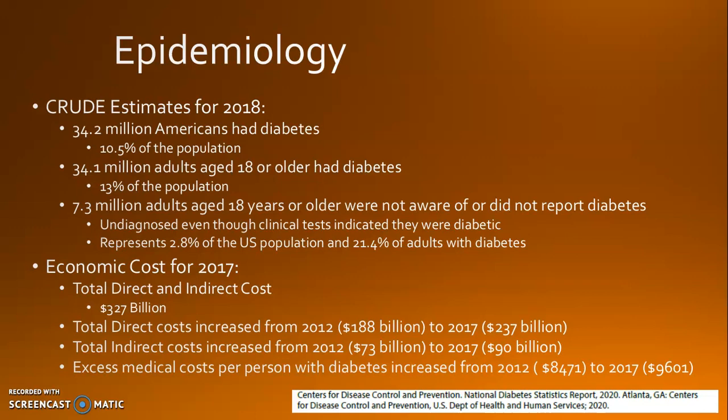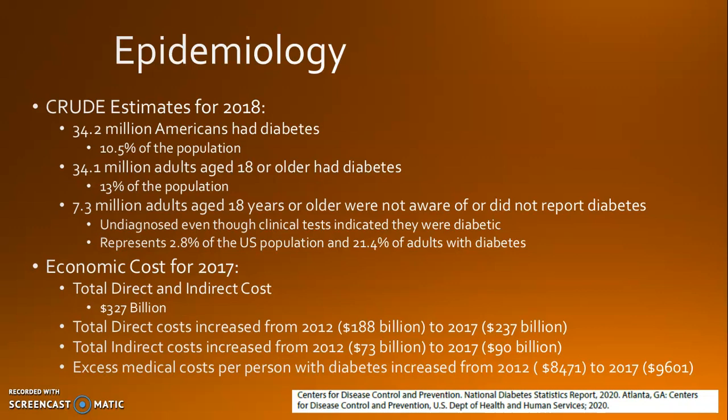One of the things that you'll notice with this disease is the direct cost. Typically, we see higher costs with chronic disease from an indirect in many cases than a direct, but diabetes is a very costly disease from a medical standpoint, from direct medical costs, because of the long-term complications and hospitalizations that occur with diabetes. And excess medical costs per person with diabetes also increased.